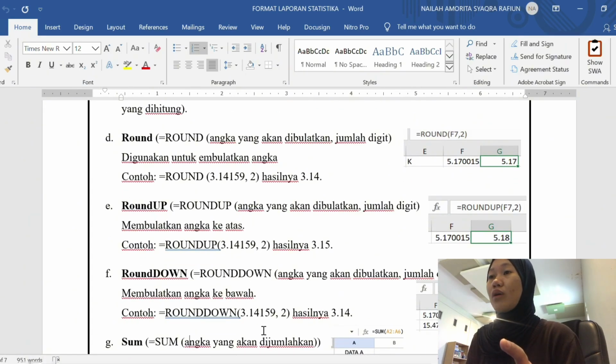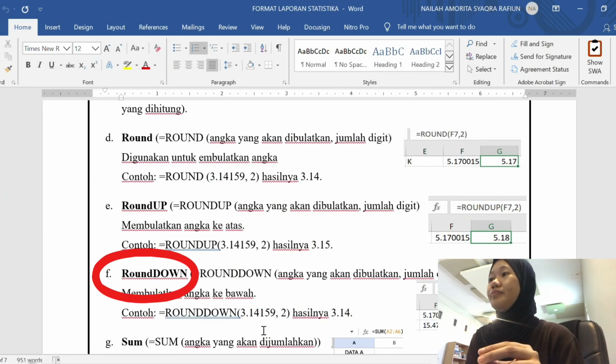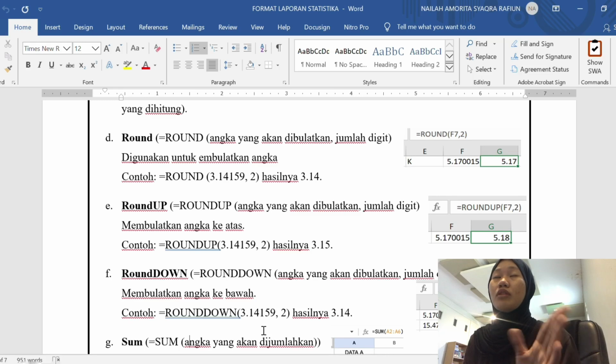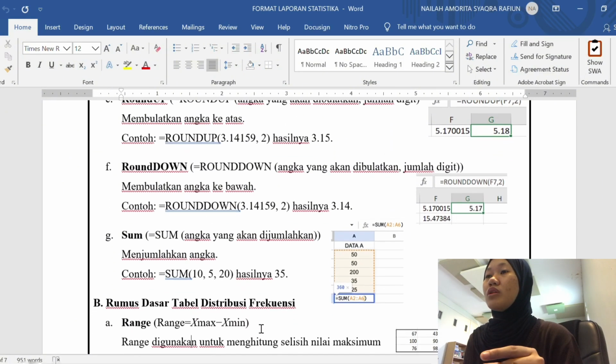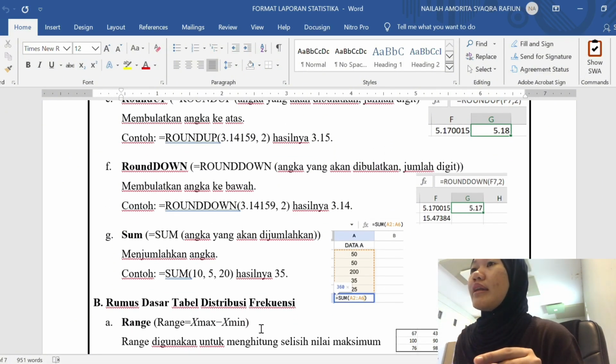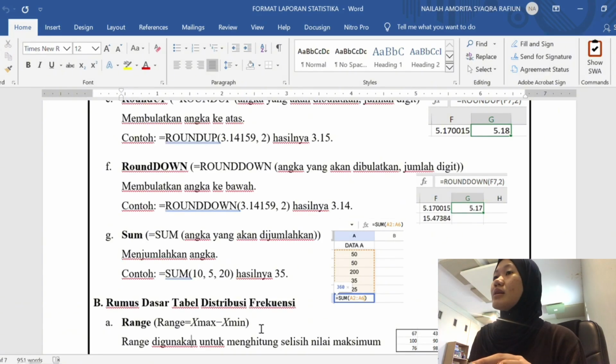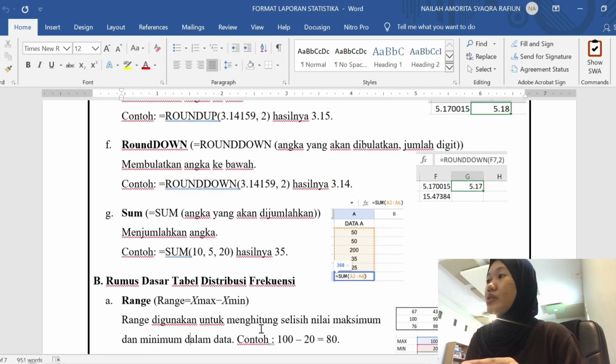Next is the round up and round down formulas. The round formula is used to round numbers, while round up is used to round numbers up and round down is used to round numbers down. These three formulas are actually the same, so just adjust them to your needs. And the last formula in the basic Excel formulas material is called sum, which is used to sum numbers or data.